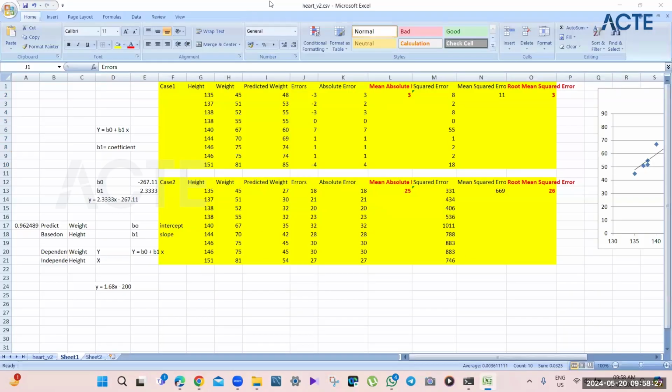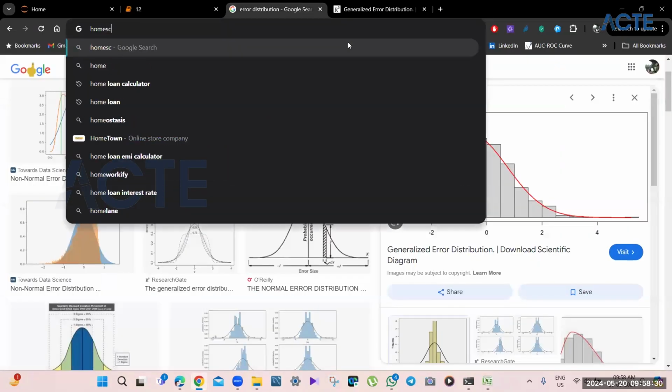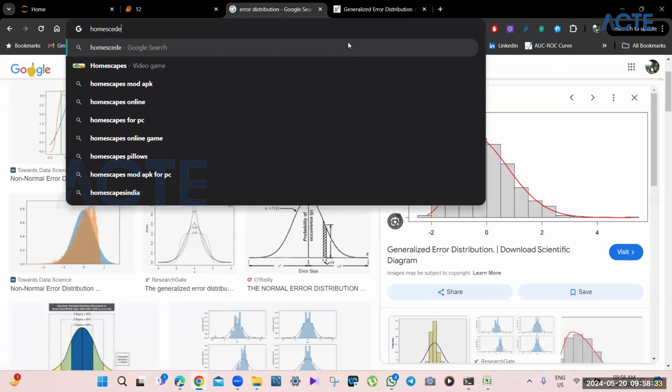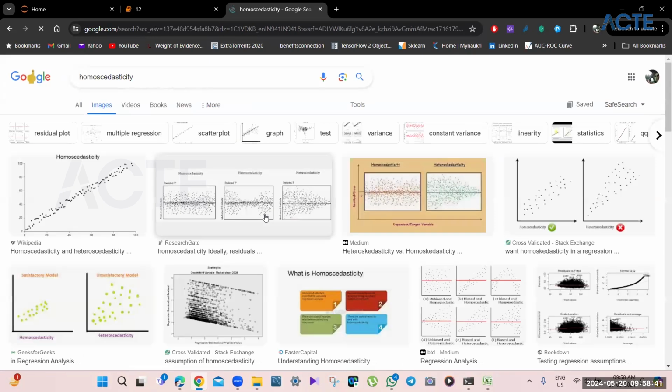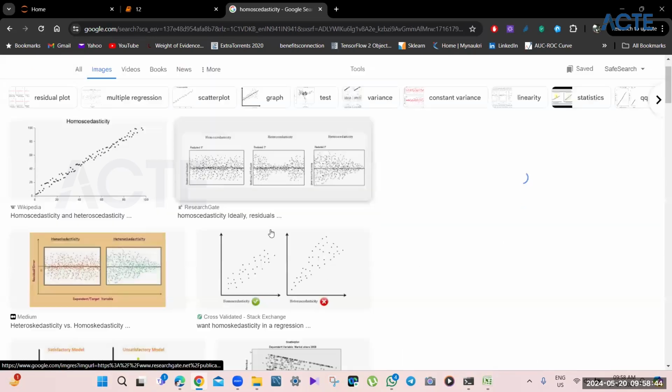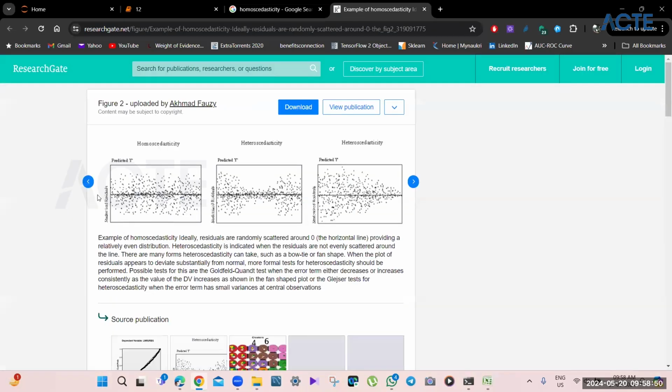Now, what is that? That's a very small and important thing. Homoscedasticity. If I look at the image, this is an example of a homoscedastic. Homoscedastic means something which is distributed equally. This picture, the first one. If this is the line of zero, see how the errors are spreading. Most of the errors are at zero, but the errors are spreading on both sides, positive and negative. But the distance is the same.